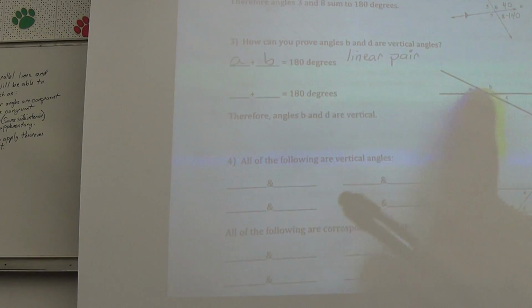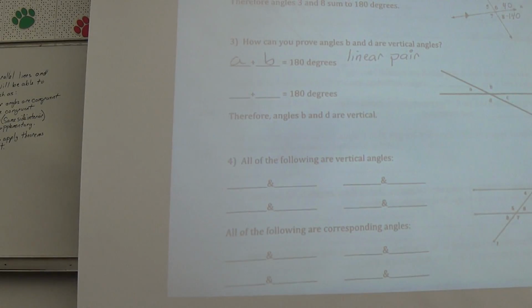Name me the other 2 angles that I would need in order to say that B and D are congruent. Alex? D and C. Not D and C. B and C. Not B and C. A and D. A and D.